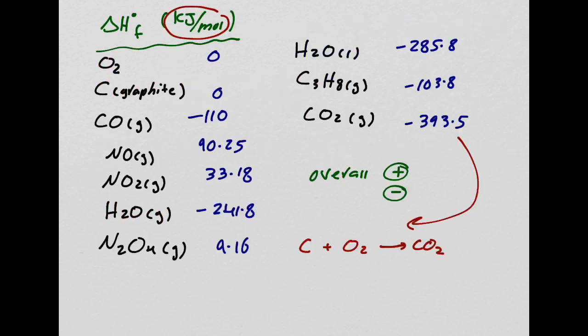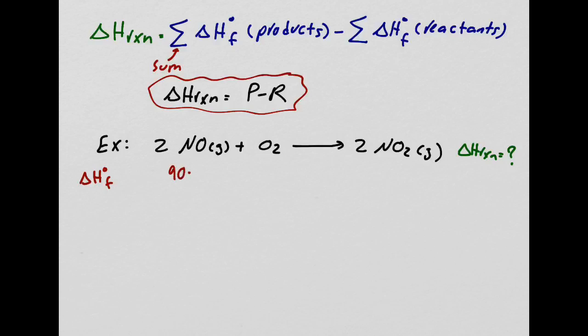So in this table, I give you the NO, which is 90.25. Oxygen, you know, is 0. That's how it exists in nature. And if you look at the table that I just gave you, NO2 is 33.18. Again, these are all kilojoules per mole. Now, product minus reactant. This is how you would do this. You would add up all the products together and then add up all the reactants together and you subtract them.